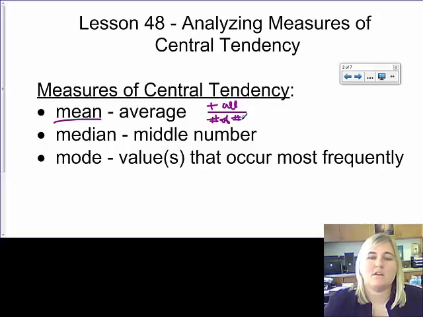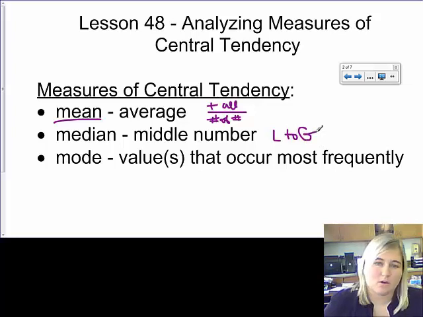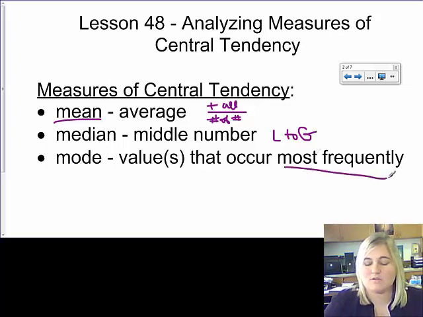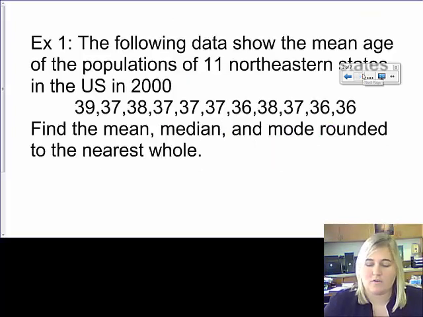Median is the middle number when arranged from least to greatest. They have to be in numerical order for you to find the median. If they are not in numerical order, then it's unlikely that you're going to find the actual median. And the mode are the value or values that occur most frequently. Mode and most sound similar, so that's how we remember that. The mode is the one that occurs the most, or the 2, or the 3, or whatever it is.